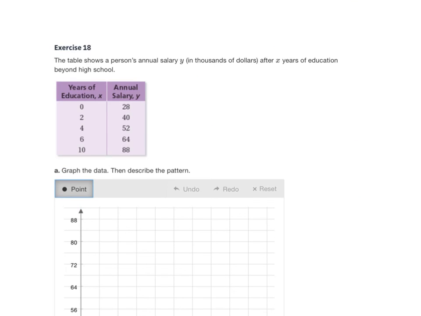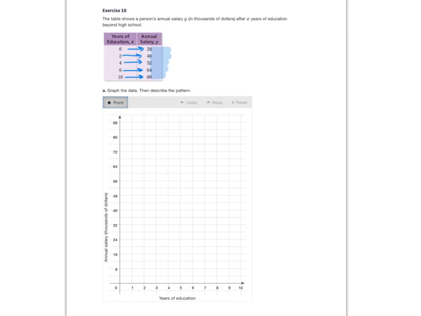All right, number 18 says the table shows a person's annual salary y in thousands of dollars, so add 1,000 to all of these, after x years of education after high school. Someone who goes straight into the workforce is going to average 28. Someone who goes to 2 years of college, 4 years, 6 years, and even 10 years of college. It wants us to graph this data. So we go ahead and graph that. 0, 28 puts us right here, and then 2, 40 would put us right there, and 4, 52 would put us right here, and 6, 64 puts us right there, and then it skips to 10, 88, which is right up here. You can see that the point we skipped would have been right there.